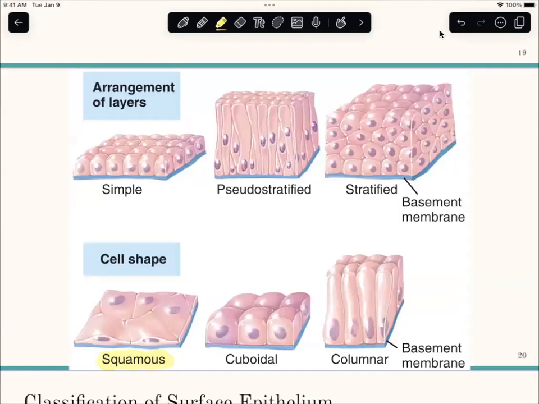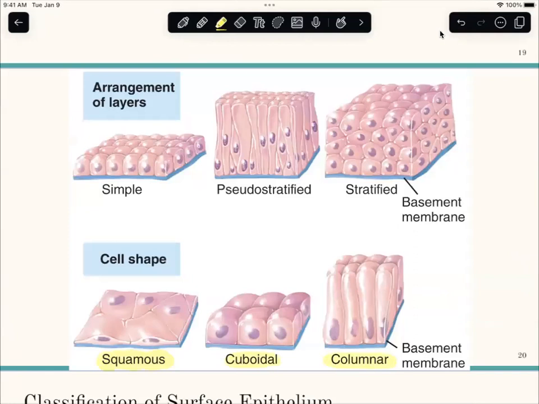We have cuboidal. Cuboidal because they are cube shaped. Did that make sense? The other one, columnar. Columnar because they are tall columns.